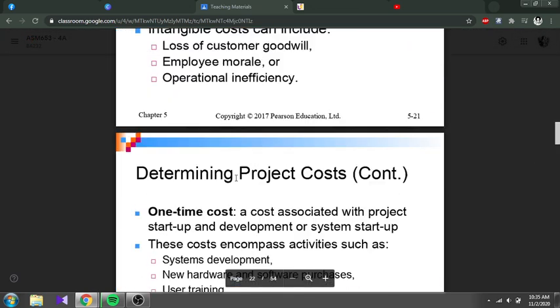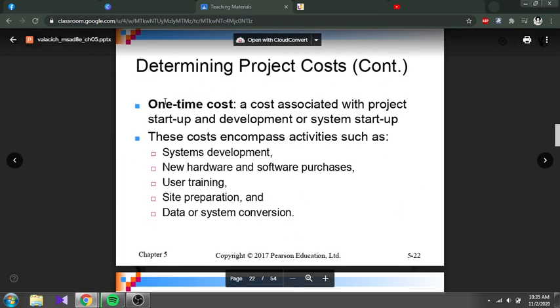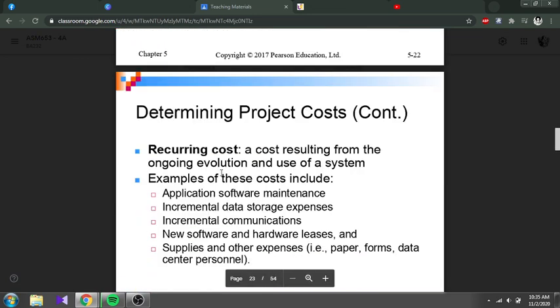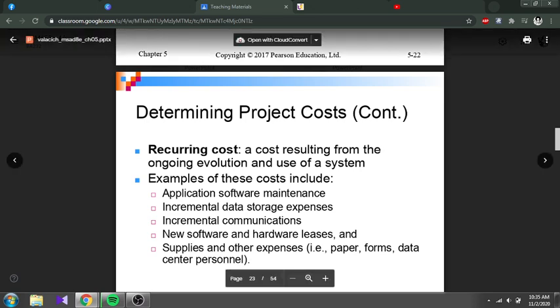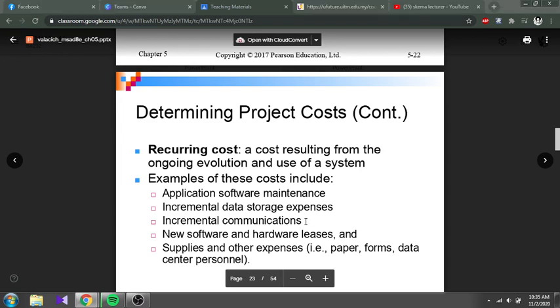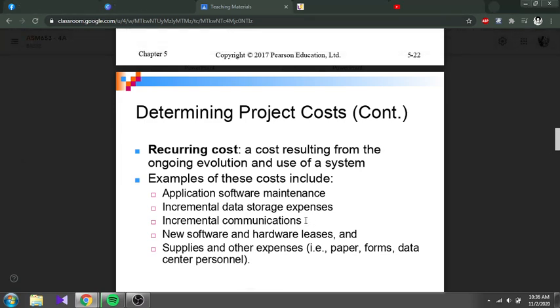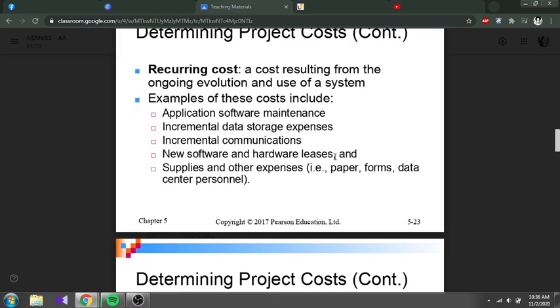Okay, recurring cost. Earlier was the one-time cost, the cost of the start of the project. Recurring cost results from the ongoing evolution and use of a system. Examples of these costs include application software maintenance, incremental data storage expenses, and incremental communication. We have to buy new devices, maybe new software for communication. And supplies and other expenses: paper, printers, ink, data center personnel, maybe data storage subscription, and so on.